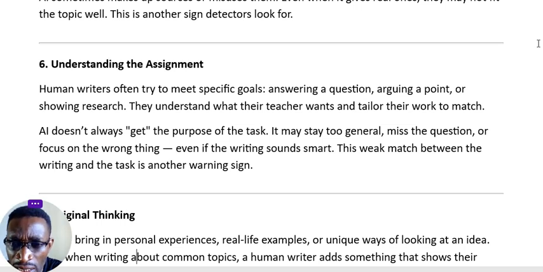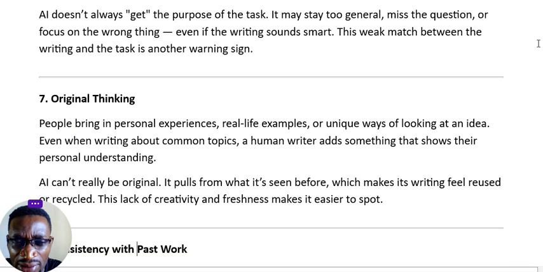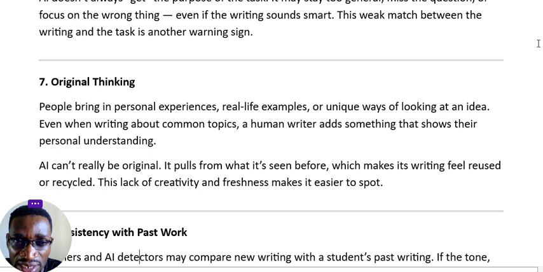Now, it may stay too general. AI stays too general. It may miss the main target, the main focus, and end up writing in a different focus if you are not careful. Even if the writing sounds smart, this weak match between the writing and the task is another warning sign that AI detectors are looking out for, and they may possibly flag you for this.